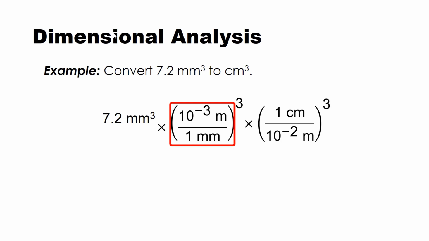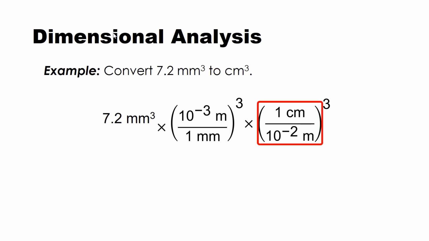1 millimeter is 10 to the negative 3 meters, but again, that is a length conversion, not volume. So we're going to put a cube outside the parentheses. That means both the numerator and the denominator are being cubed. And we're going millimeters back to the base unit, meters. And then one more step from our base unit to centimeters.